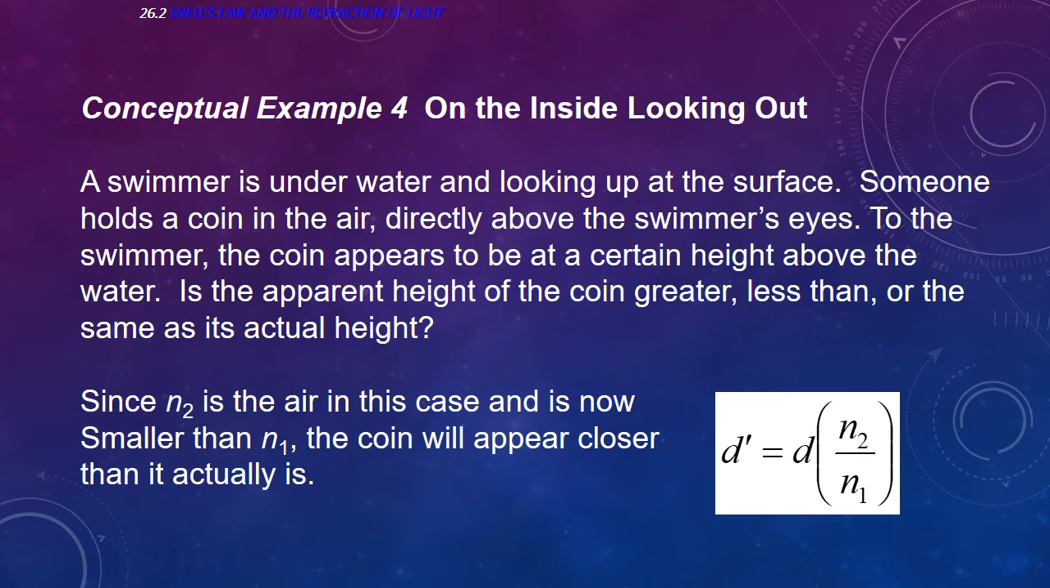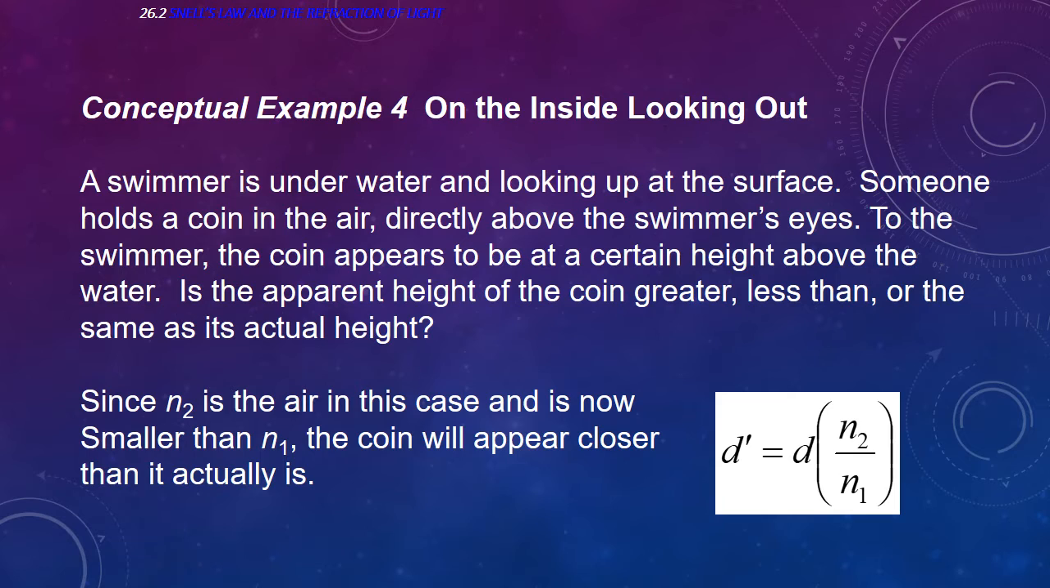So let's look at a conceptual example. A swimmer is underwater and looking up at the surface. Someone holds a coin in the air directly above the swimmer's eye. To the swimmer, the coin appears to be at a certain height above the water. Is the apparent height of the coin greater than, less than, or the same? Now don't look ahead. Think about that.